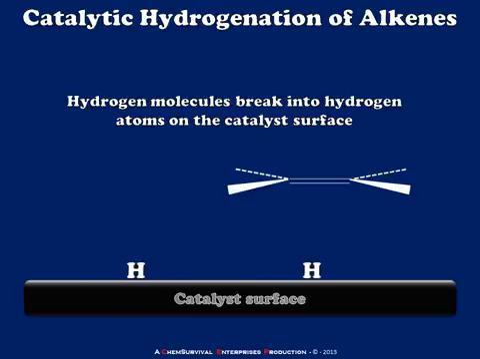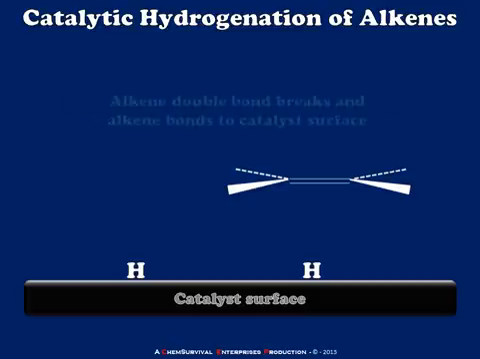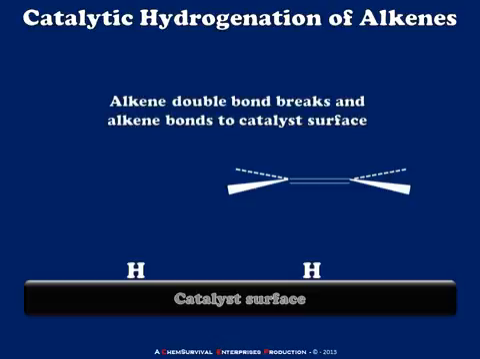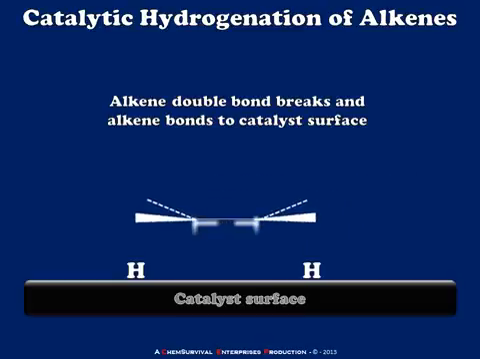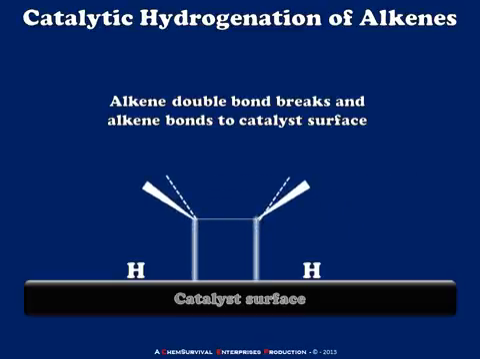Now, what's important about this is that this means that those hydrogen atoms are held in space on that catalyst. They can't move until they have reacted with the alkene. So the next step here is that the alkene double bond also interacts with this catalyst surface. And so the alkene comes in like this and attaches itself.